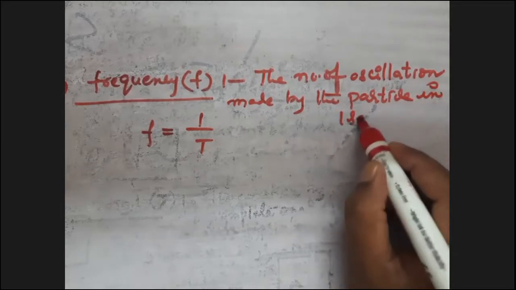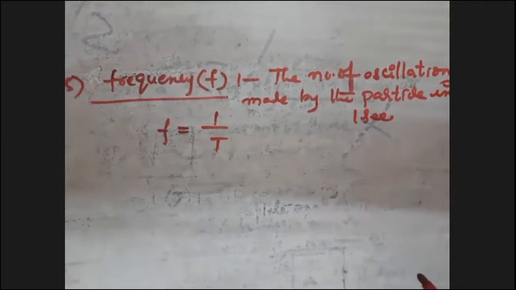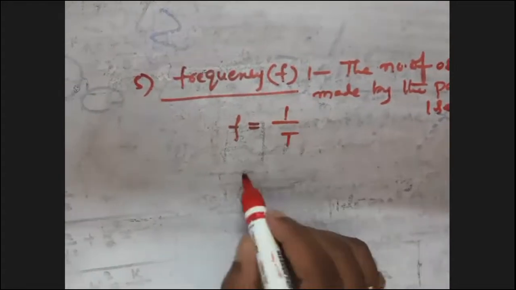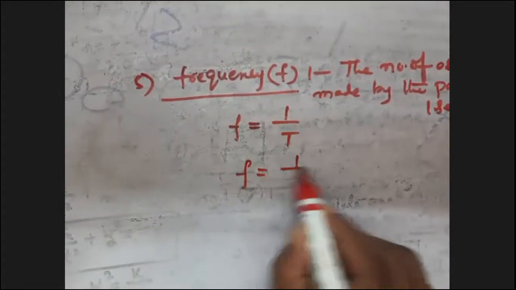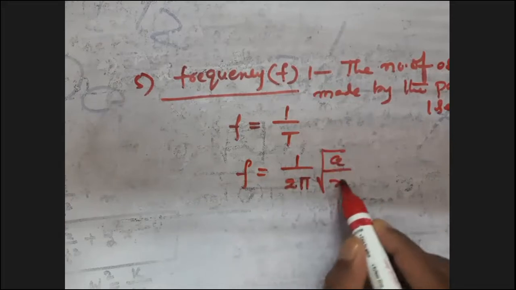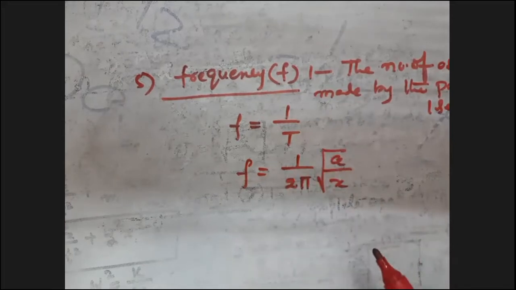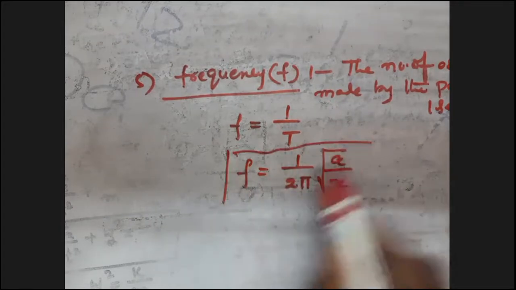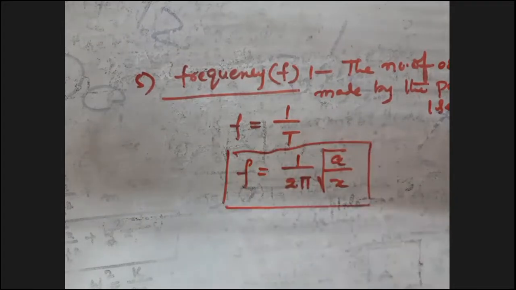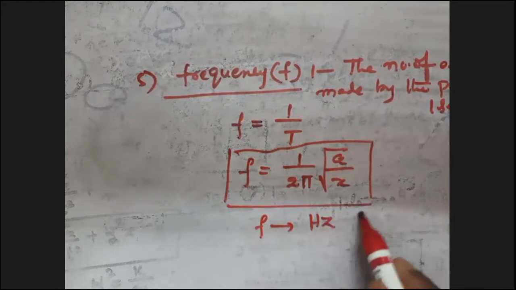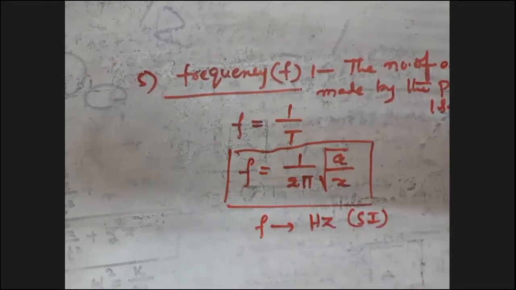This is called frequency. It is measured in the units hertz or cycles per second. f and T are related as f is equal to 1 by T. So f is equal to 1 by T, that is, 1 by 2 pi root of m by k, because we have T equal to 2 pi root of m by k. This is the expression for frequency. So what is the SI unit of frequency? Hertz. Hertz is the SI unit.